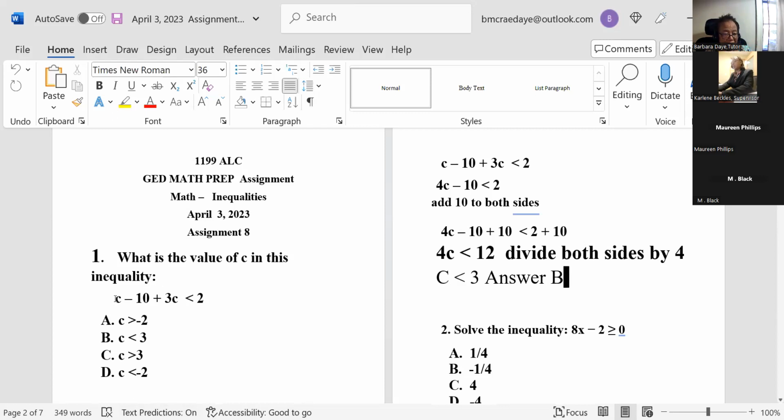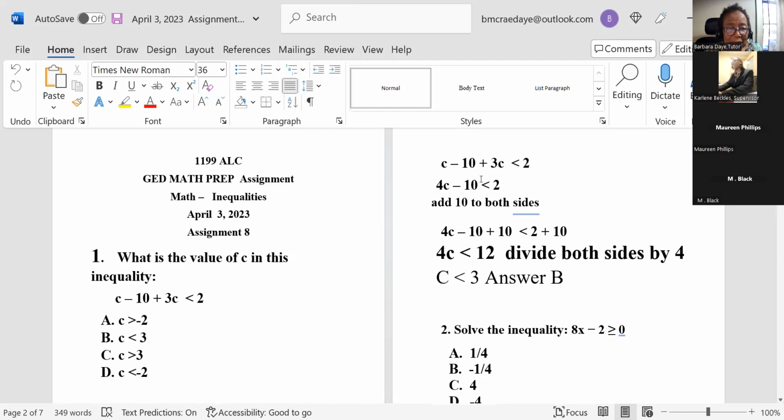1C, coefficient 1, plus 3C, coefficient 3, and 3 and 1 is 4. So that's how you got the 4C right there. It's just simple addition. Coefficients, you can add, subtract, multiply, divide, but here this is an addition because this is a plus, this is a plus. A plus and a plus gives you a plus. So you got 4C, the minus 10 is still there, and that's less than 2.